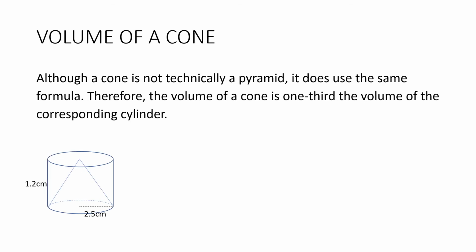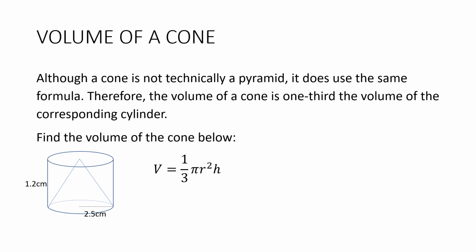So a cylinder is not technically a prism, and a cone is not technically a pyramid, but just like a prism, it has the same formula. So the volume of a cone here is 1/3 the volume of the corresponding cylinder that has the same measurements. So let's find the volume of this cone below. Here's our formula. See if that makes sense.